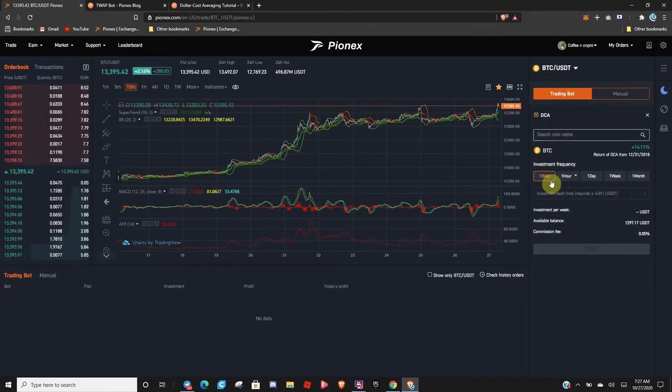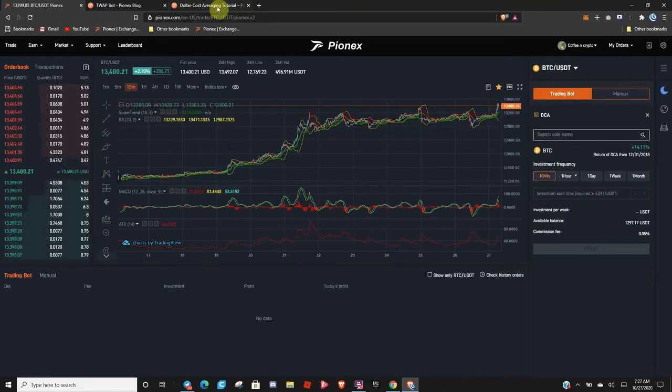So let's say you want to buy Bitcoin and you have tons and tons of money and you don't want to affect the price. So you would set this to buy every 10 minutes, every hour, 4, 6, 12, once a day, once a week, once a month. But also small investors can do this.